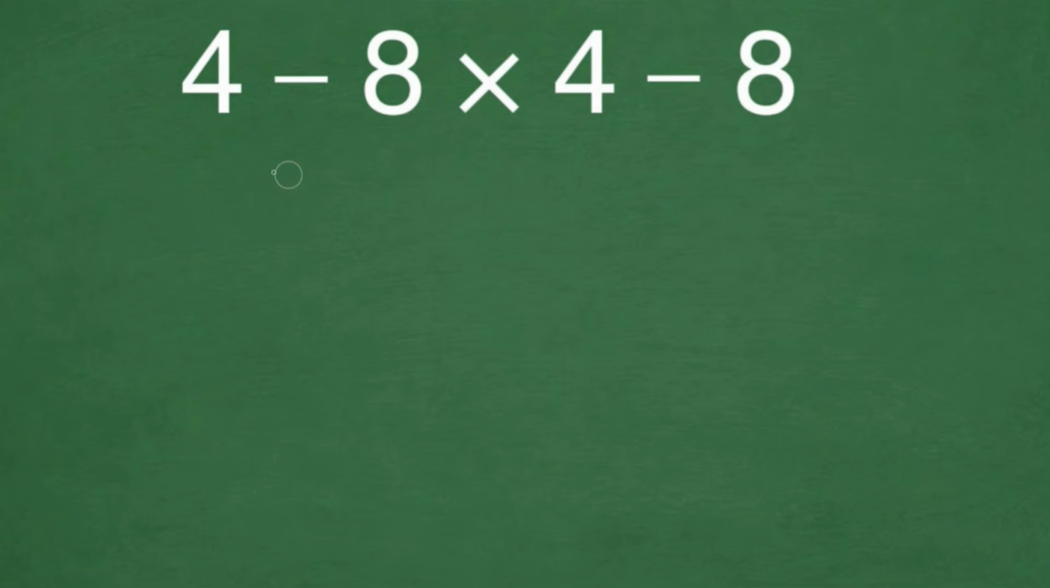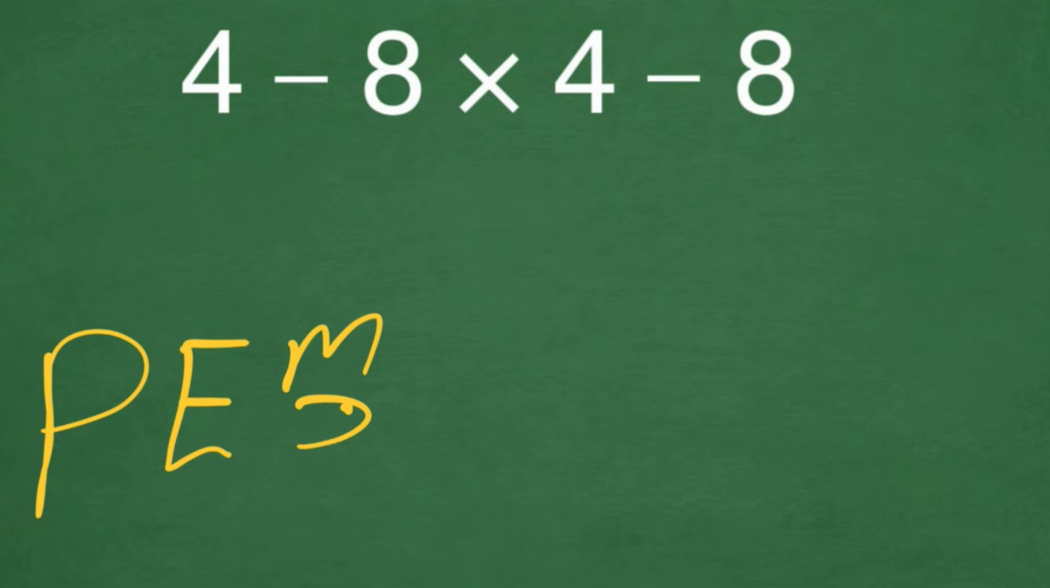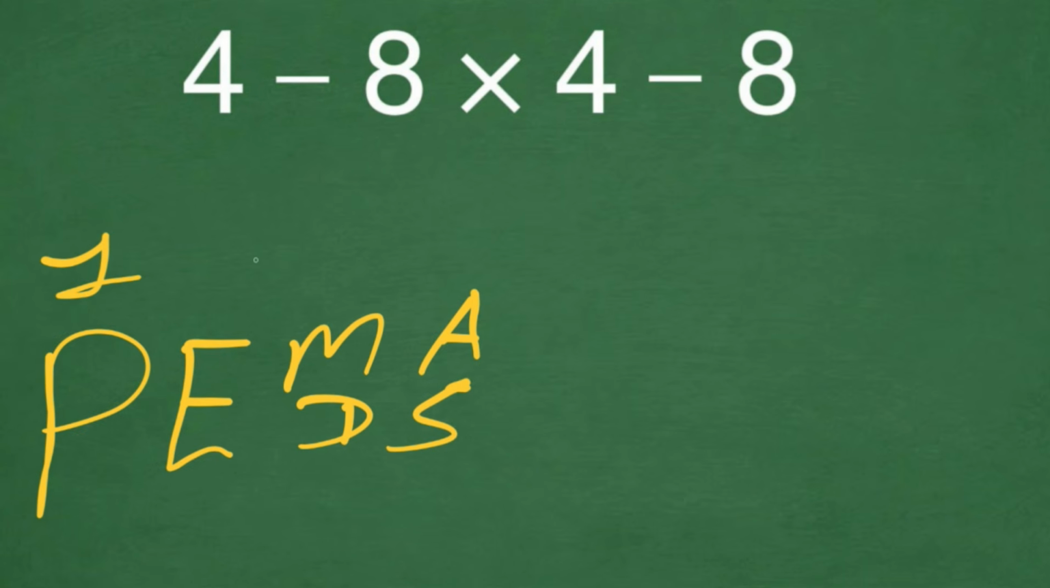Because according to the order of operations, PEMDAS, P stands for parentheses, E stands for exponent, M and D stand for multiplication and division, A and S stand for addition and subtraction. So according to this rule, the first thing to solve is parentheses, and the second thing to solve is exponent, and then multiplication and division, and finally we have to solve addition and subtraction.